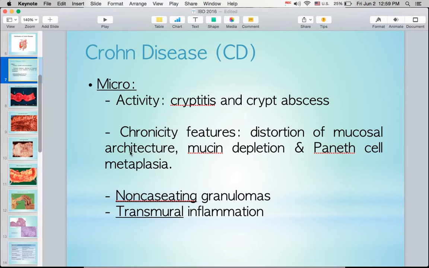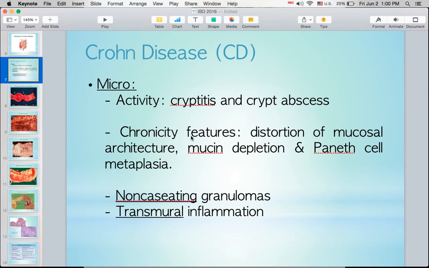Now moving on to the microscopic appearance. These two characteristics are not very specialized to Crohn's disease. These two are also seen in ulcerative colitis, because it just indicates that there is an inflammatory process that is going to be disrupting the GI tract. So microscopically, you're going to see cryptitis. The word itself tells you that there is an inflammation of the crypts, as well as crypt abscess.